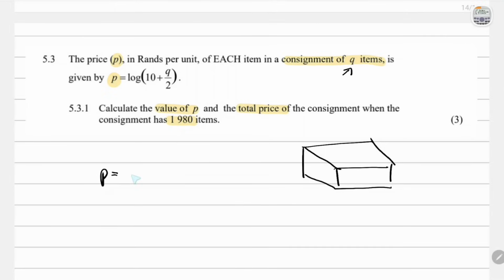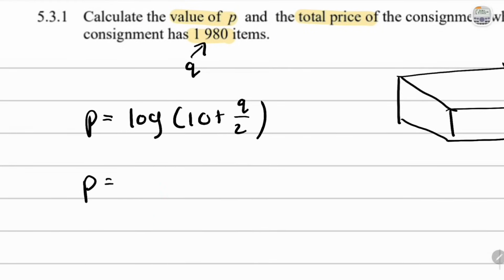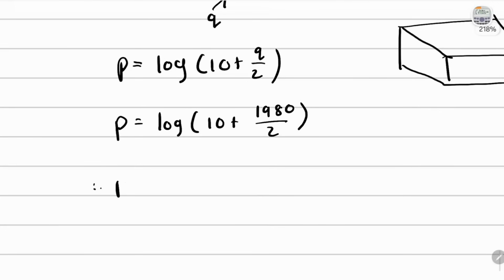So let's go ahead and find that value of P first. So we know that P equals log, and we have 10 plus Q over 2. So we are substituting in place of Q the 1,980 items. That is the number of items that this consignment has. So they told us that that is Q, so that's what we're going to put in place of Q. So we'll say that P is equal to, and this is just the price, log, and this is 10 plus 1,980 over 2. And let's find out what P is first.